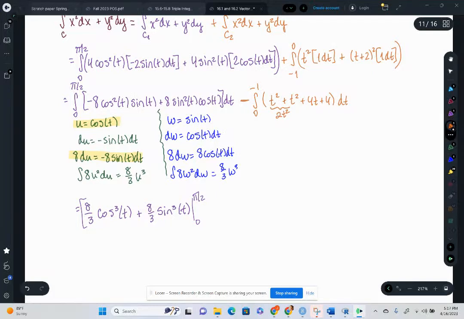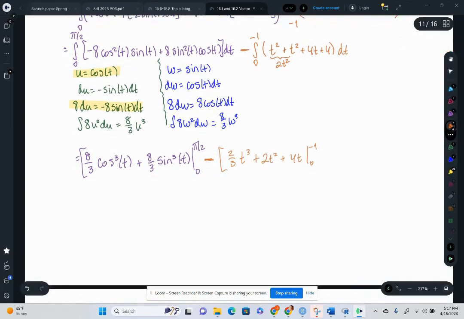And then I have minus, right, for my next one. When I integrate 2t squared, I get 2/3 t cubed. The 4t integrated will be plus 2t squared, and the 4 integrated will be plus 4t, and we're going to go from 0 to minus 1. Okay, I think we're ready to plug in. All right, evaluating cosine at pi halves gives me 0.